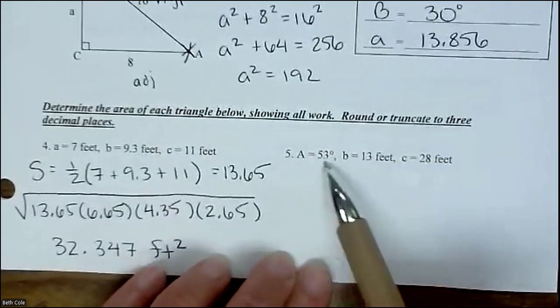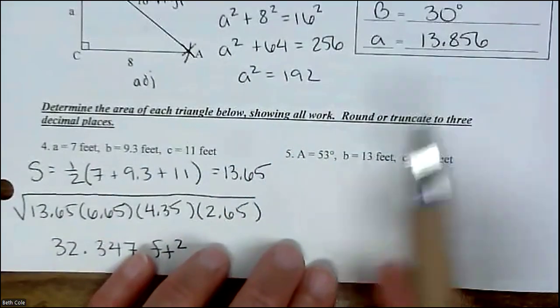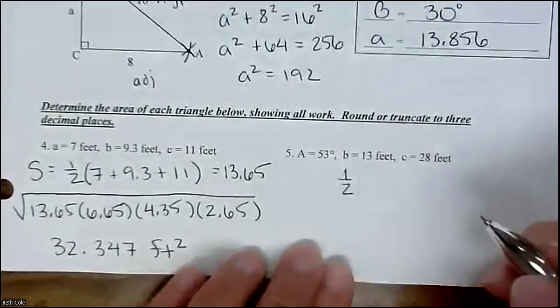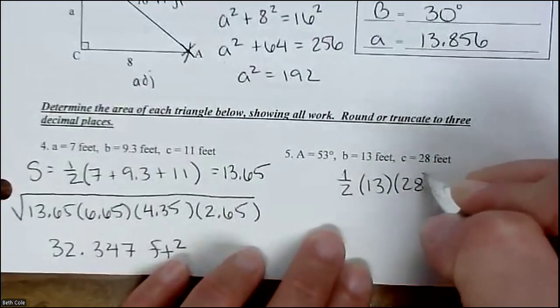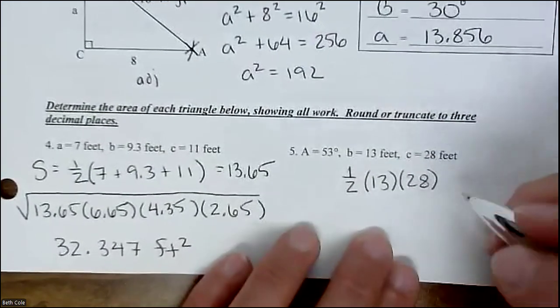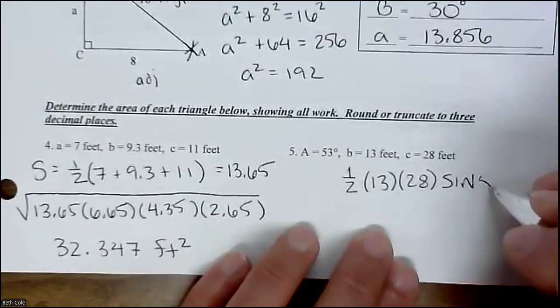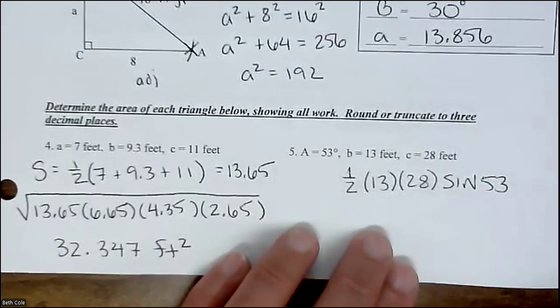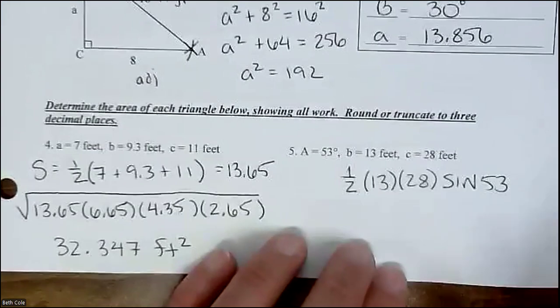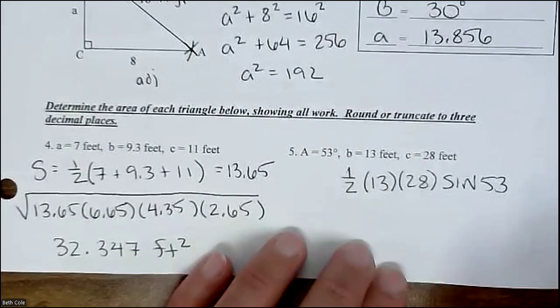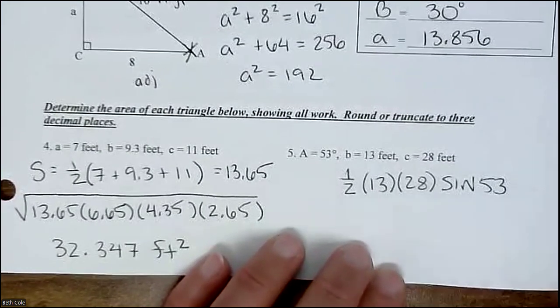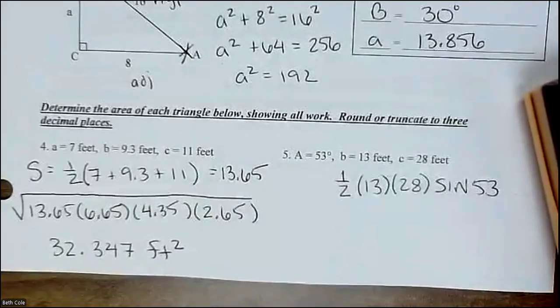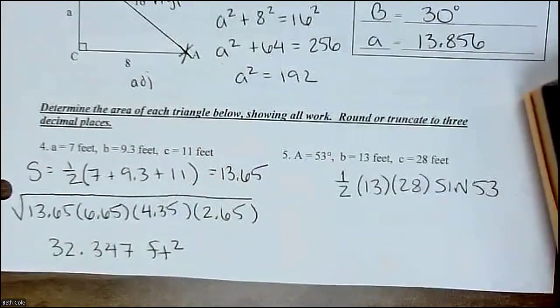All right, this one, do you see how you have an angle for this one? It is 1/2, and then your 2 sides, and then sine of whatever the angle is. So it's 1/2 AB sine of C, or 1/2 BC sine of A. Do you remember how we had all those different versions of it, but they're all really the same thing? All right, now I'm going to just slam that in the calculator and we'll get our answer.